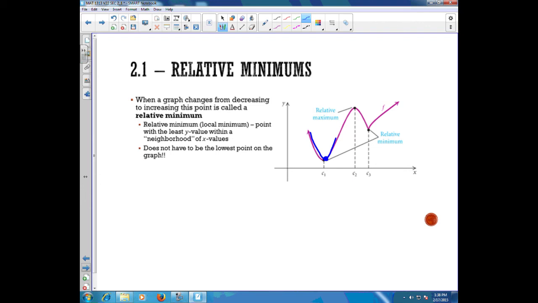Once again, it does not need to be the lowest point on the graph. That can be seen here. We also have another relative minimum at a later point in the graph. But it's greater than the first relative minimum, but they are both relative minimums. Relative to the points nearby, they both have the least y value.